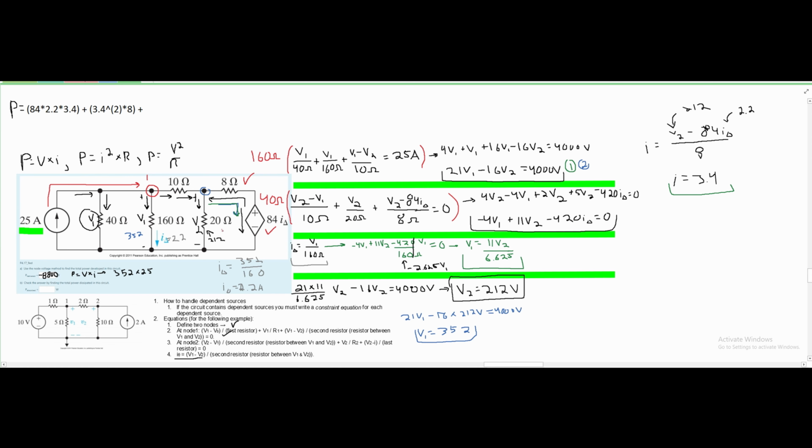Next, we're going to look at this 20 ohm resistor down here. We know the voltage that's flowing through here. We just found that out to be 212, and we know the resistance. So we're going to have our 212 raised to the second power, and this is being divided by our 20 ohm resistor. Next, we're going to look at this 10 ohm resistor right here.